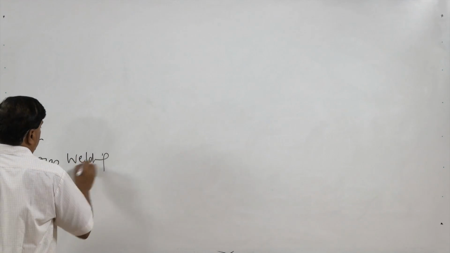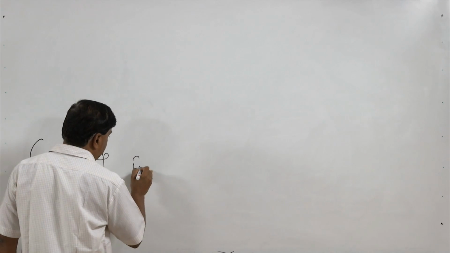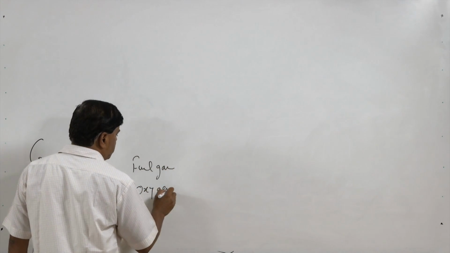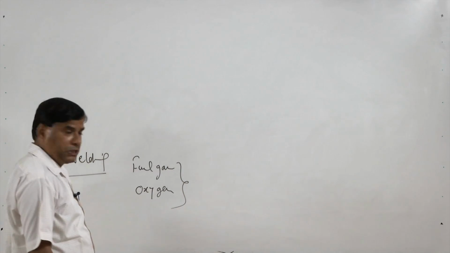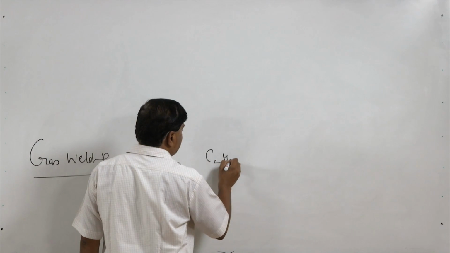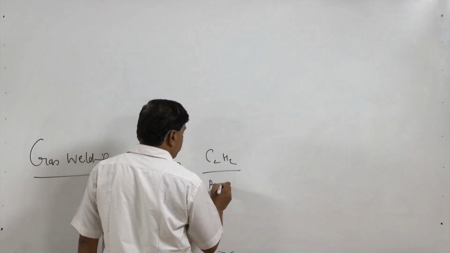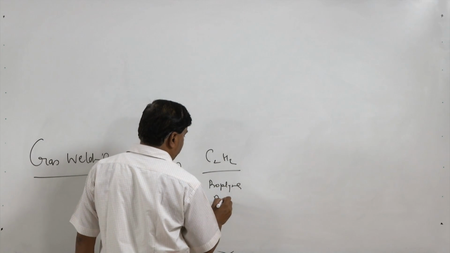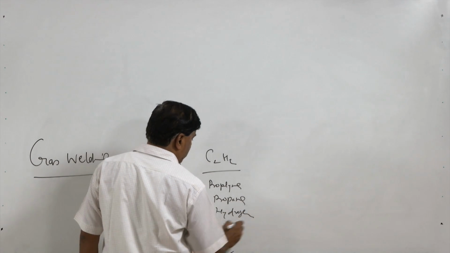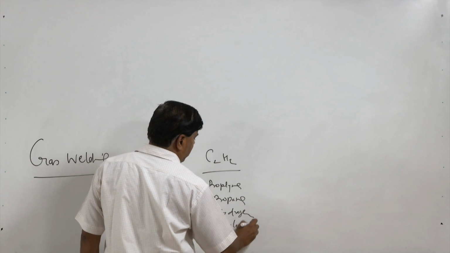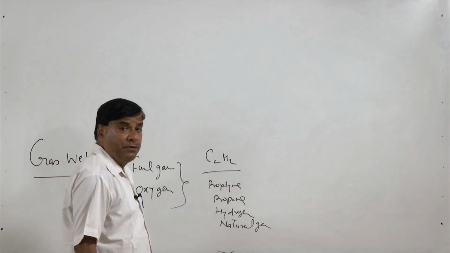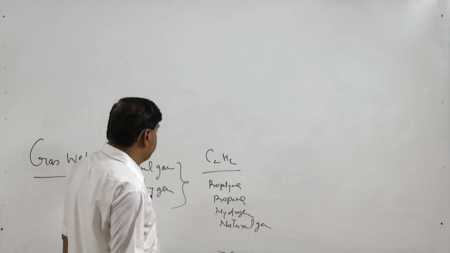Gas welding basically uses one fuel gas, and usually oxygen is used for achieving proper combustion. The most common fuel gas is acetylene, thereafter propylene, propane, hydrogen, natural gas, or other gases which can be used as a fuel gas for gas welding purposes.